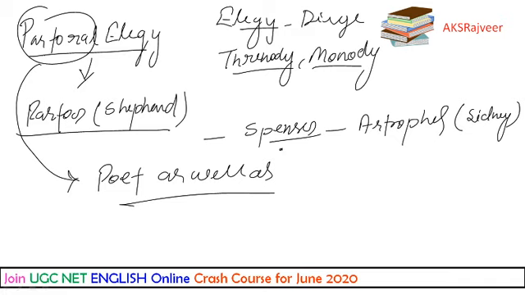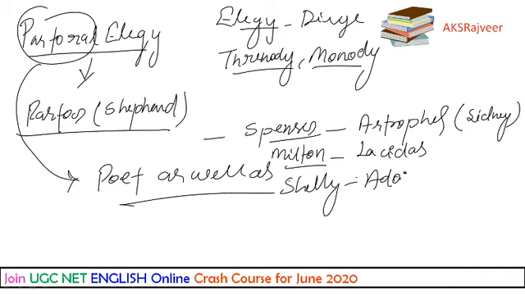Milton has written Lycidas, a pastoral elegy and monody. And Shelley has written Adonais. Another example is Arnold's Thyrsis. So these are wonderful examples of pastoral elegy.